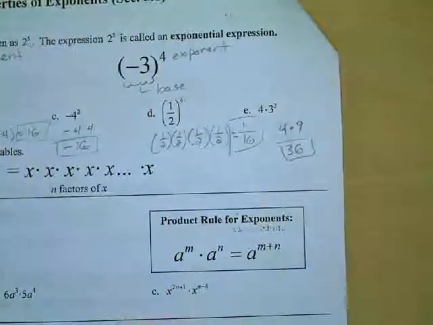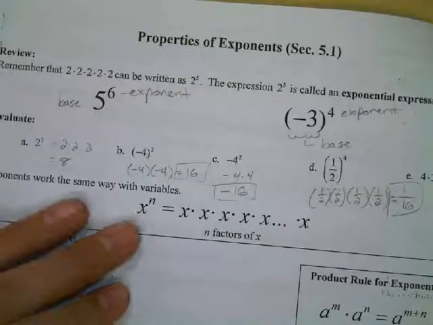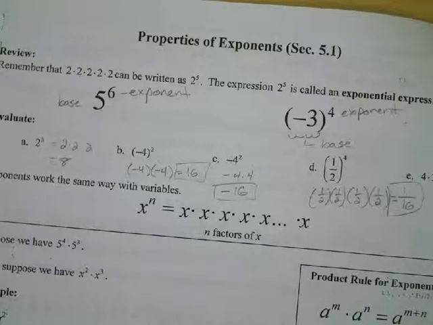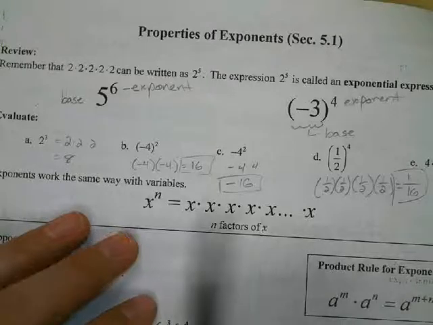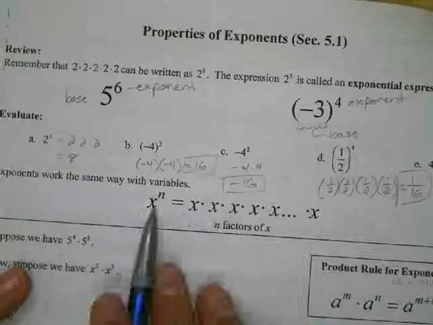So that's your basic rules. We're going to look at the same thing, but now we're going to throw variables into it. x to the n just means x times x times x times x, however many n is. So if it's x to the 5th, I'd have 5 x's.